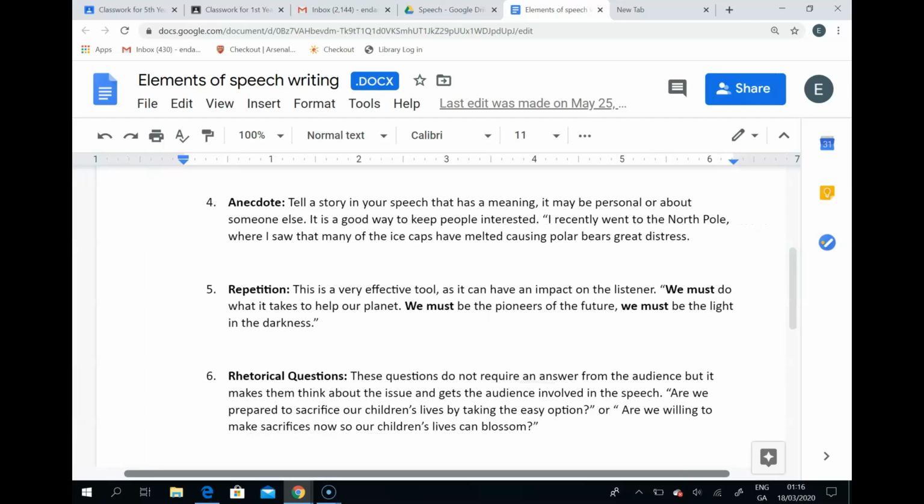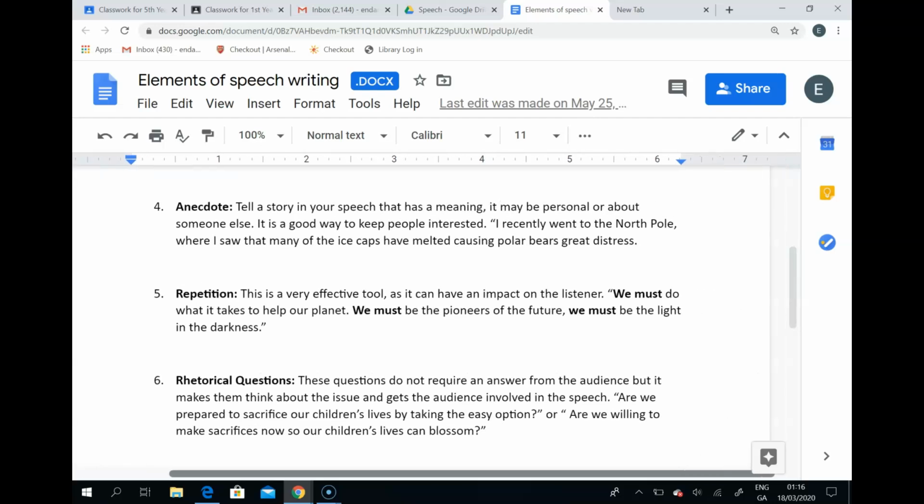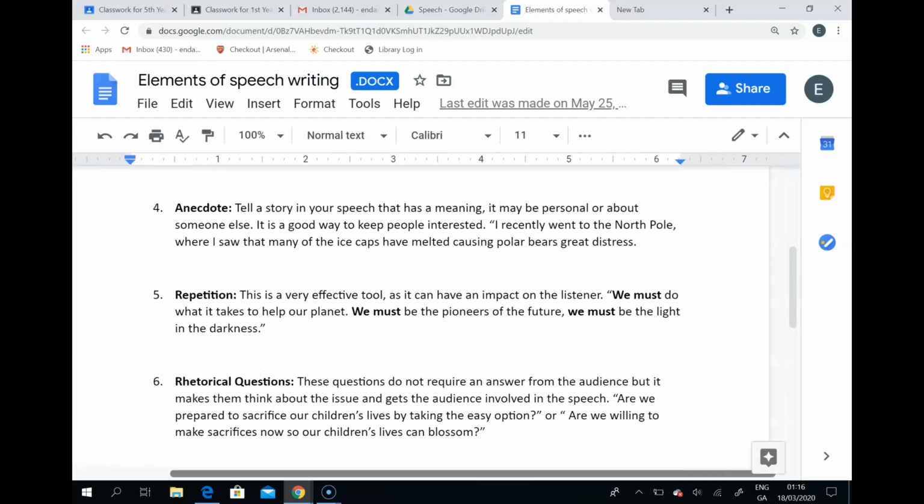Number 5, repetition. This is a very effective tool, as it can have an impact on the listener. "We must do what it takes to help our planet. We must be the pioneers of the future. We must be the light in the darkness." The repetition of "we must" highlights that we must do something. So, repeating things over and over. The purpose of repeating something is to make sure people understand.